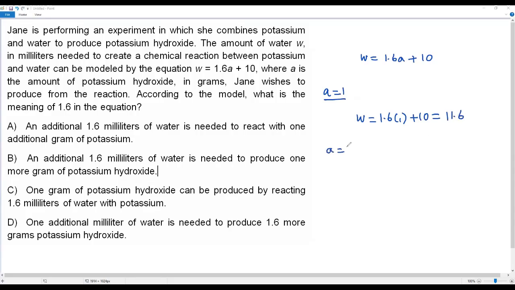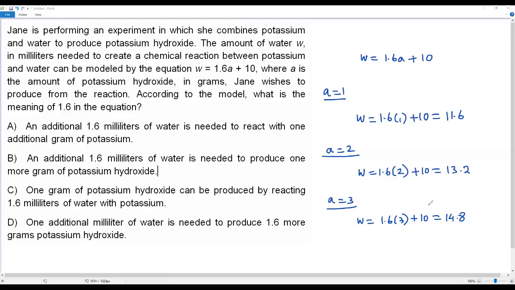And now let me plug in A equals 2 into the equation. I'm trying to find the amount of water required to produce 2 grams of potassium hydroxide. So W equals 1.6 times 2, plus 10. 1.6 times 2 is 3.2, 3.2 plus 10 will be 13.2. And now let me plug in A equals 3. I'm getting W equals 1.6 times 3, plus 10. So 1.6 times 3 is 4.8, 4.8 plus 10 will be 14.8.